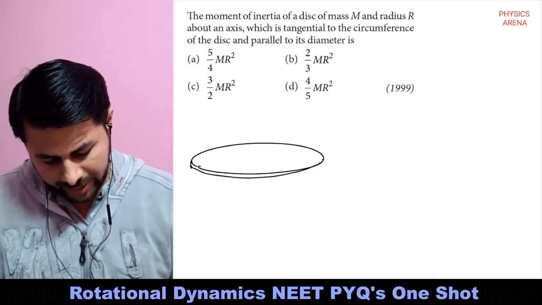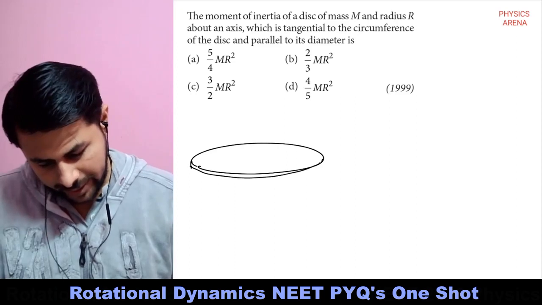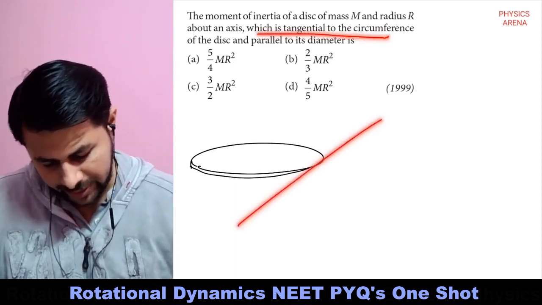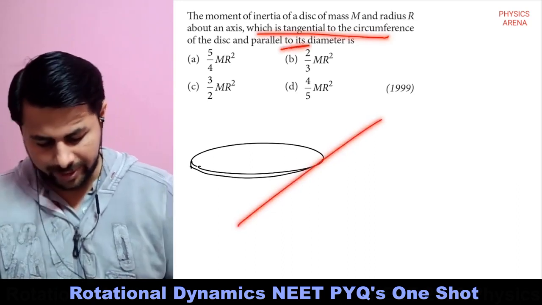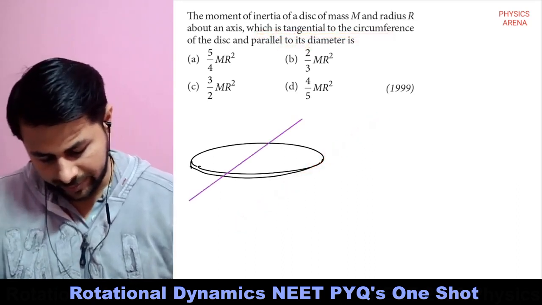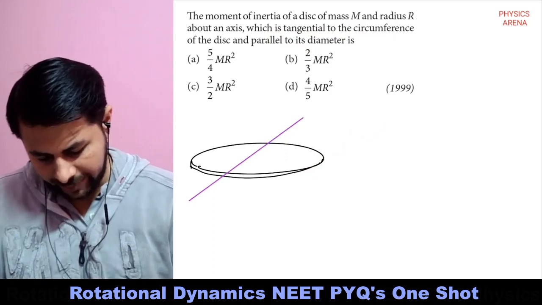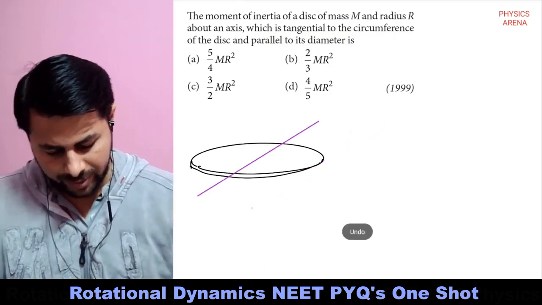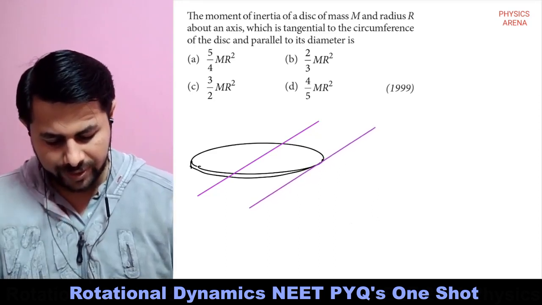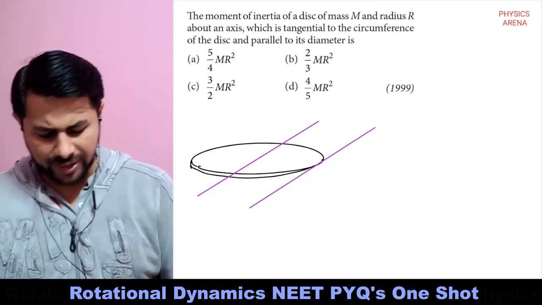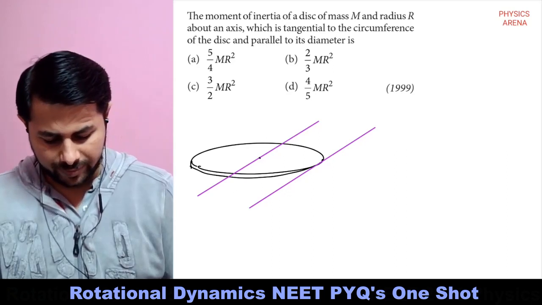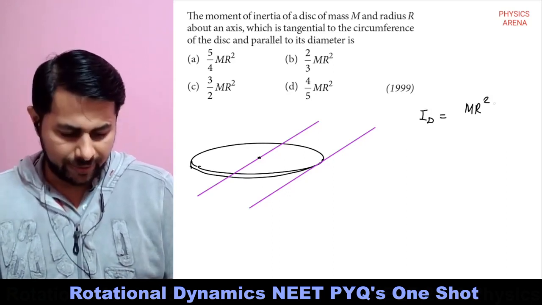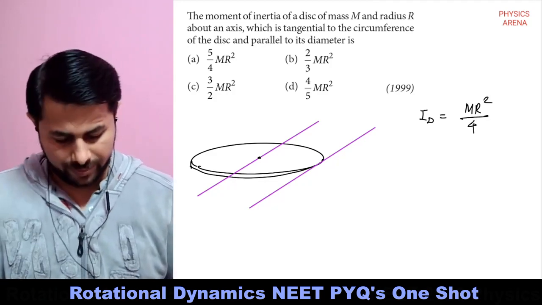We want its moment of inertia about an axis which is tangential to the circumference and parallel to the diameter. So this is the diametric axis. We want the moment of inertia about a parallel axis which is tangential. This is very simple. I_D for a disk is MR square divided by 4.